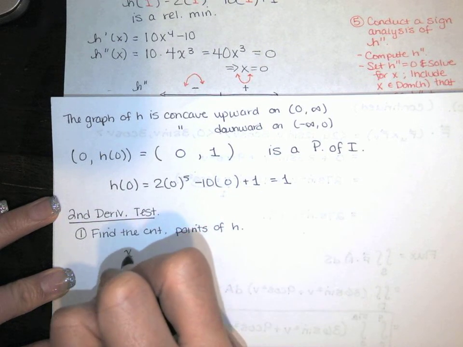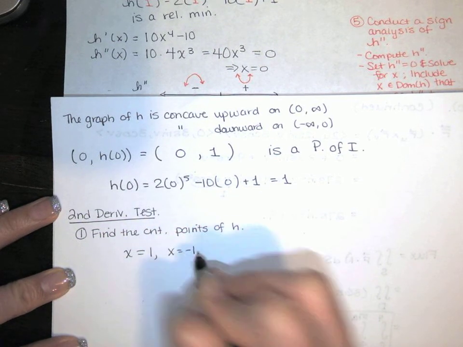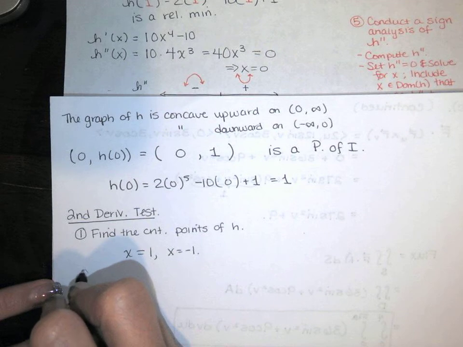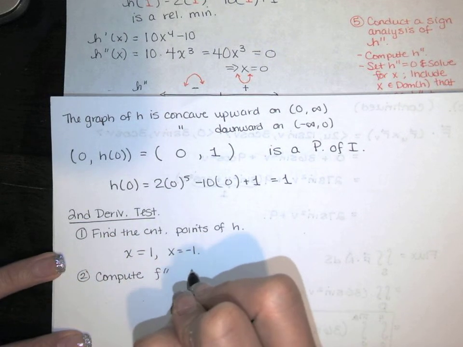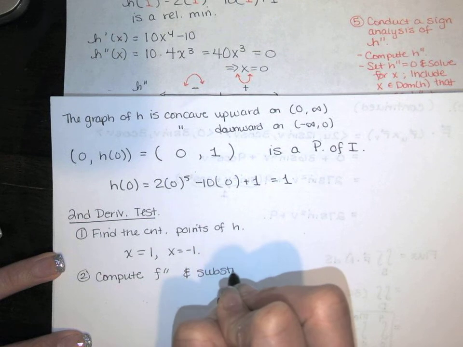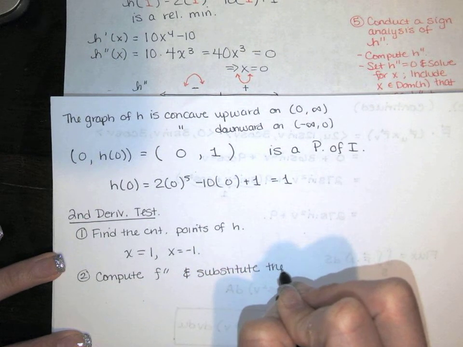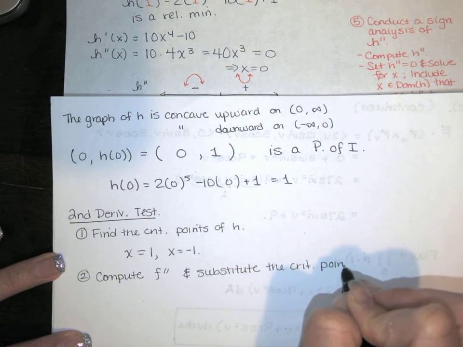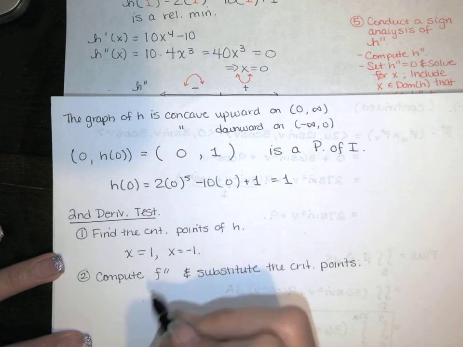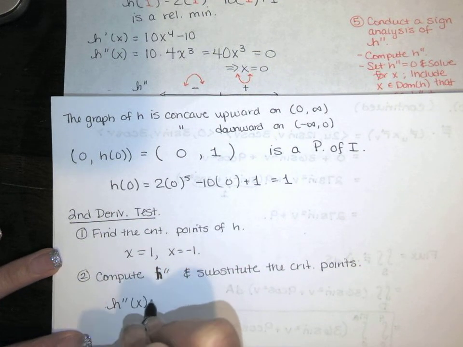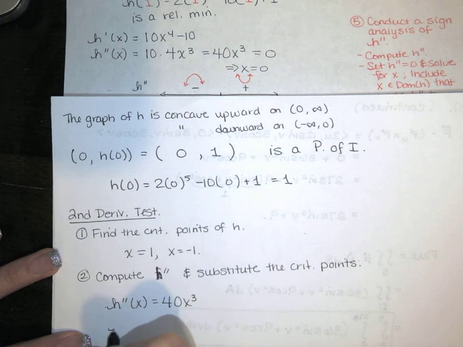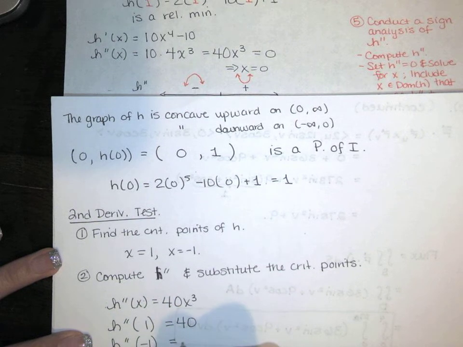We did that earlier. We got x equals 1 and x equals -1. Then you compute the second derivative and substitute the critical points. This is actually very easy. I put f double prime, but it should be h double prime. H double prime was 40x cubed. So h double prime at x equals 1 is 40, and h double prime at x equals -1 is -40.